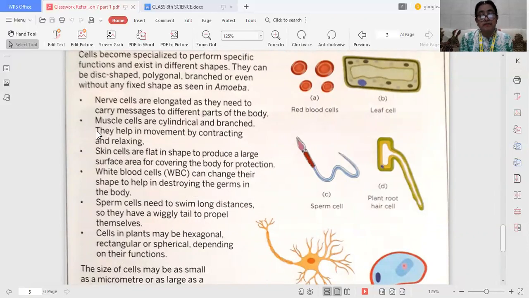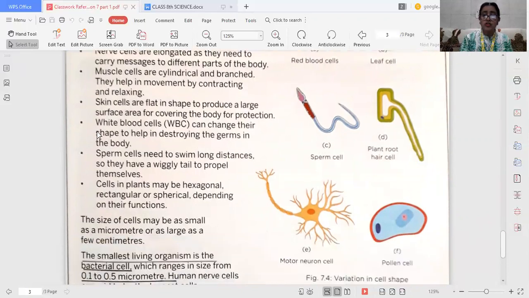White blood cells can change their shape because they do not have any definite shape. Sperm cells need to swim long distances, so that's why they have a tail. So you can see there are different cells having different shapes, and these shapes are according to their function.